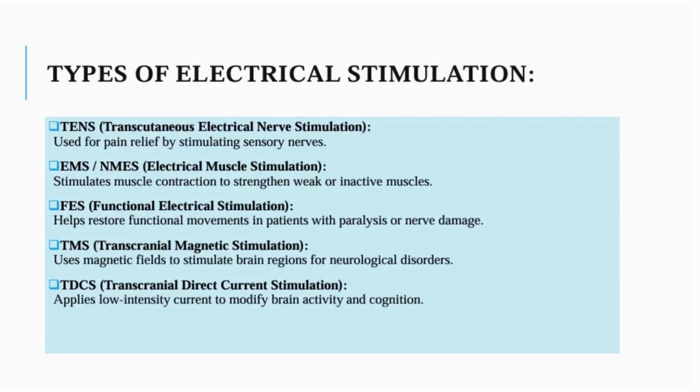The fourth one is TMS, which is transcranial magnetic stimulation, where a magnetic field is used to stimulate brain regions for neurological disorders. The fifth one is tDCS, which is transcranial direct current stimulation, in which we apply a low-intensity current to modify brain activity and cognition.